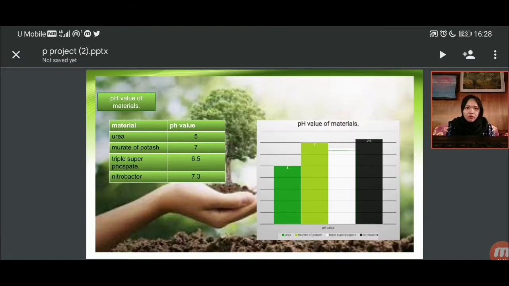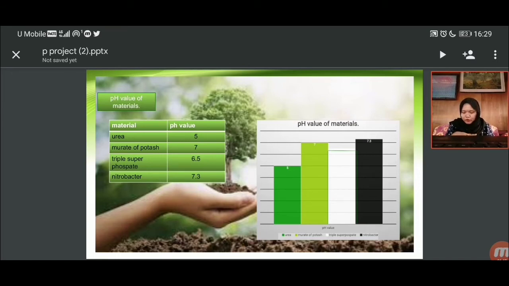First material is urea. Urea is to provide the plants with nitrogen to promote green leafy growth and make the plant lush. The pH for urea is 3.6 to 7.2 for the fertilizer commonly used. But in the table, the pH value for urea is 5. So the pH value is matched for the fertilizer.